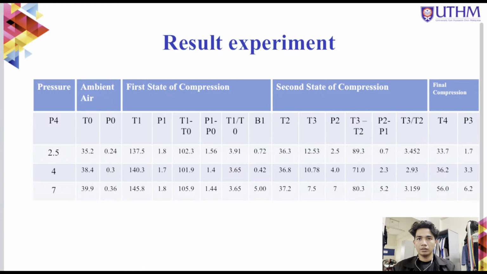Next is the second stage of compression. We have T2, T3, P2, T3 minus T2, P2 minus P1, and T3 per T2, P2 per T2. For the final compression we have T4 and P3.